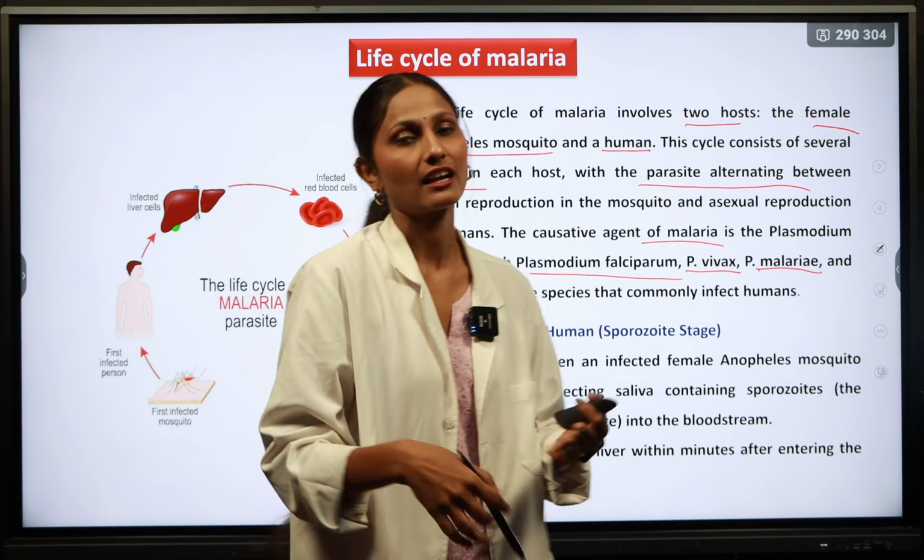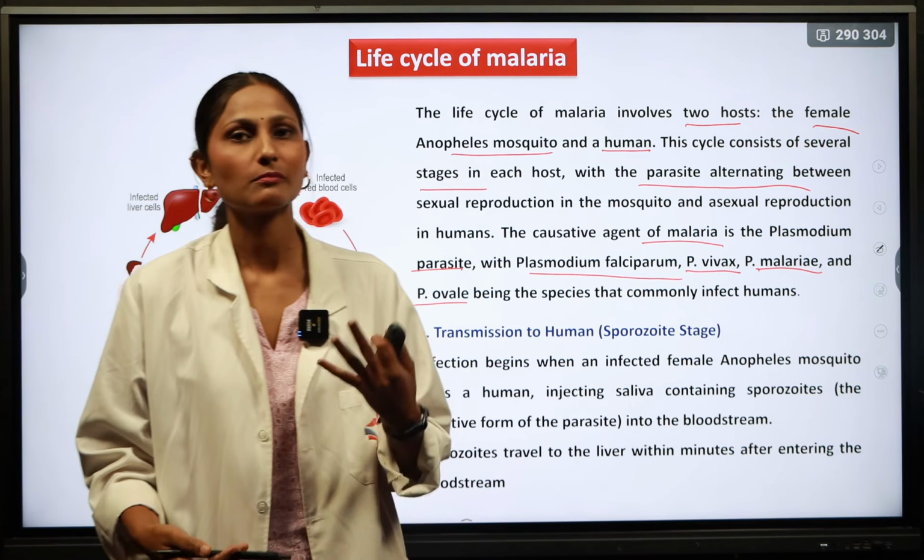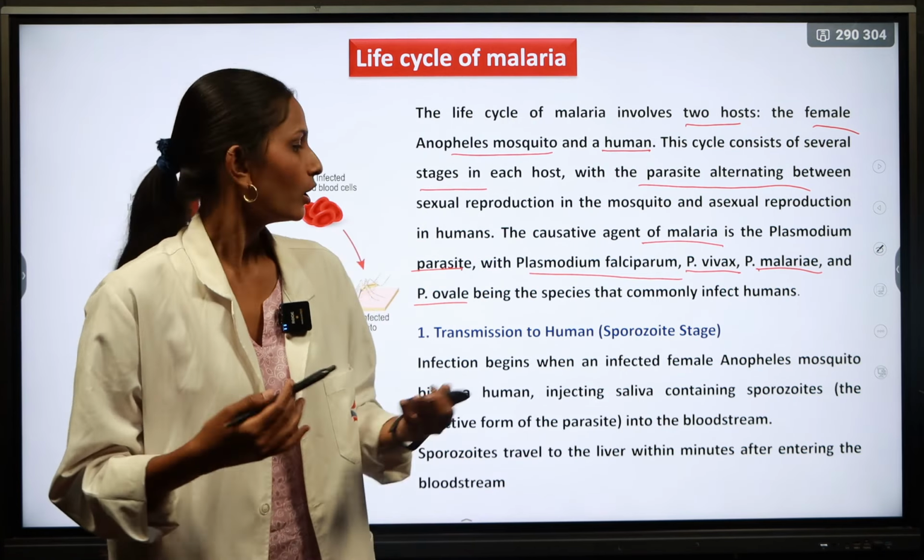So this species can affect the human being and it can cause malaria in humans. So we will see how the cycle is. The first step is transmission to human. So what will happen in this stage?